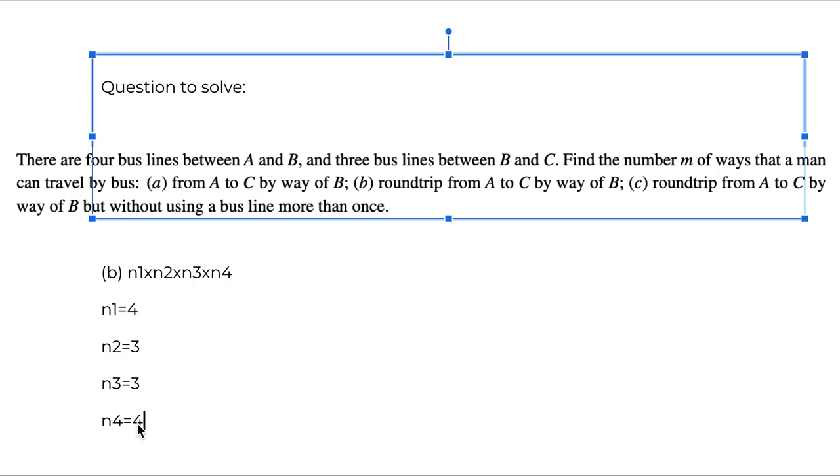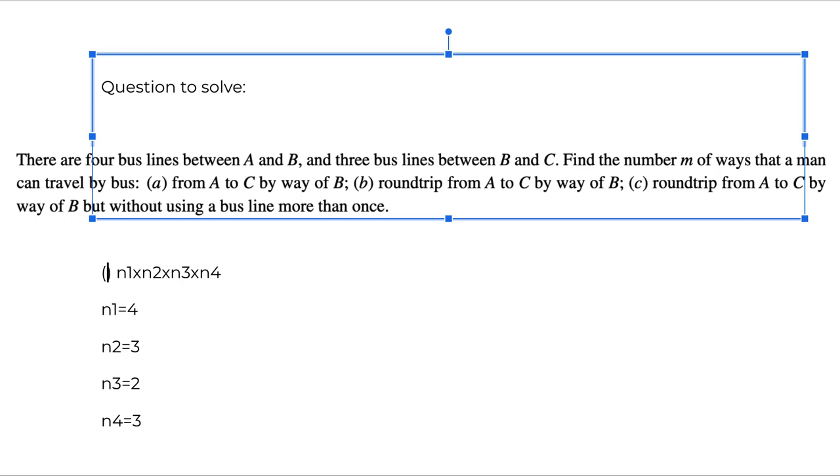Alright, round trip from A to C by way of B but without using a bus line more than once. That's the interesting case because here you were able to use it four ways, right? The first time when you went from A to B, then from B to C for the first time you still have 3 choices. But when you're coming back from C to B, you can't choose the one that you already chose, so then you're left with just 2, right? N4 would also decrease because from B to A you'd already have used one of the bus lines, so it's going to decrease by 1, so that's going to be 3, right?